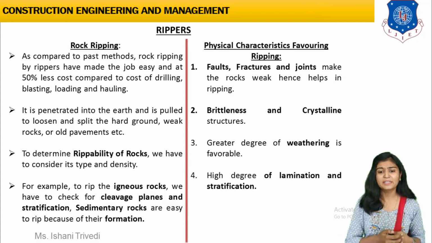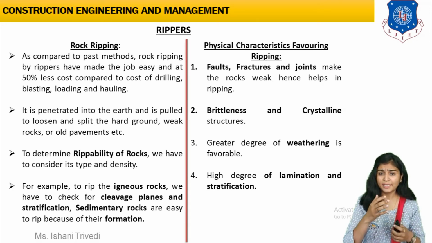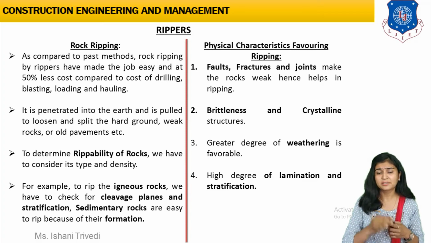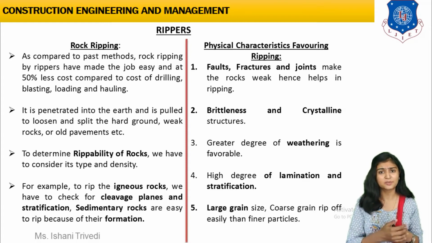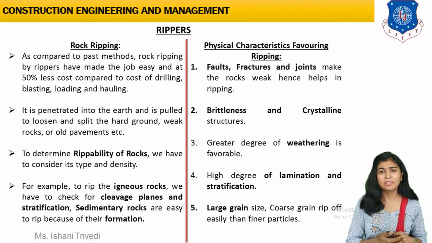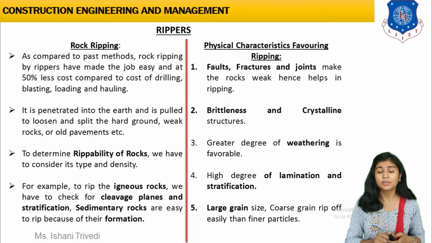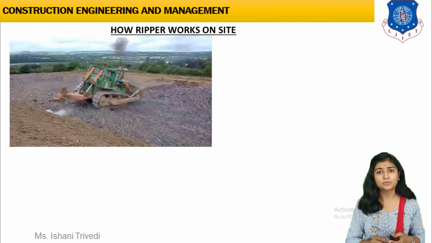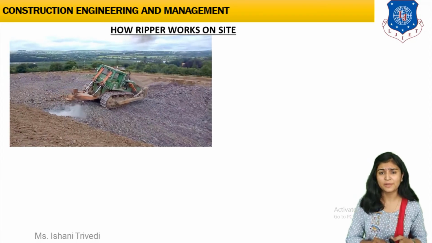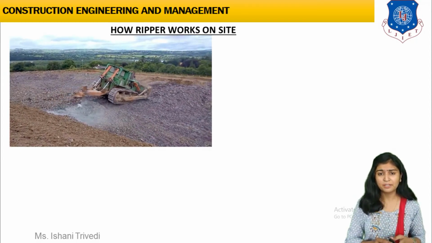Then we have a high degree of lamination and stratification. I discussed stratification, which means the rock is deposited in layers. If there is a high degree of stratification and the rock formation is such, it is favorable for us. And then we have large grain size. It is obvious that the teeth of the ripper are designed to perform on larger size particles and larger boulders, which you will be able to see in this video clip as well. So those conditions are favorable for us.